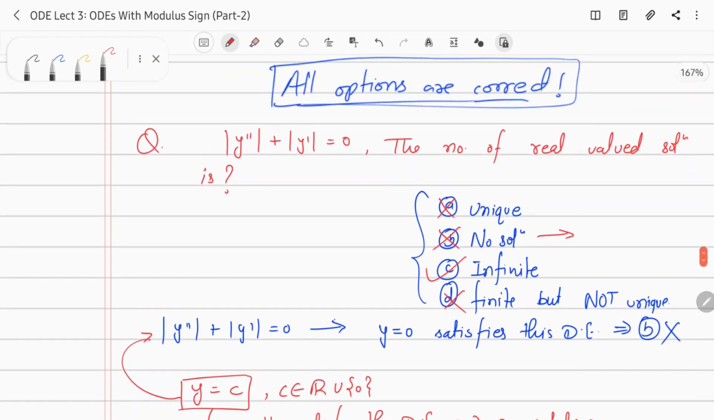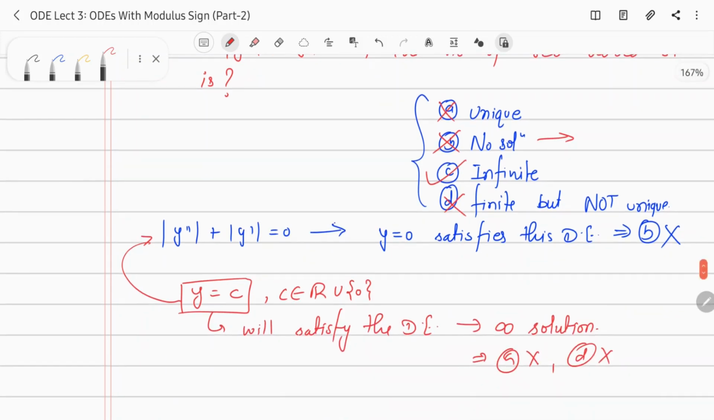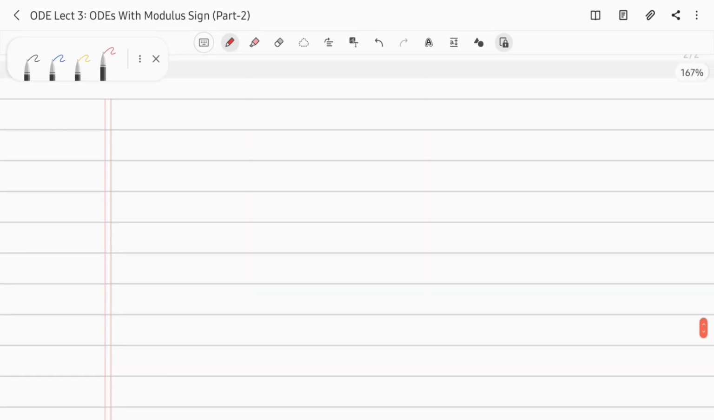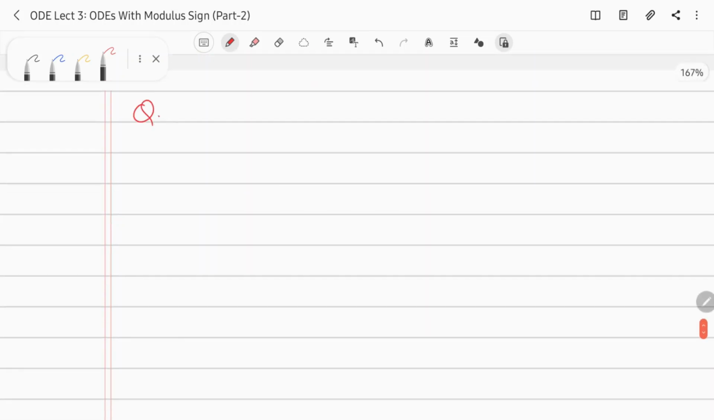So this was the question which was asked in IIT Roorkee, right? Okay, so now let us come to another question which contains an ODE with modulus. This question is again very important. This has not been asked in any exam till now. So let us discuss it.